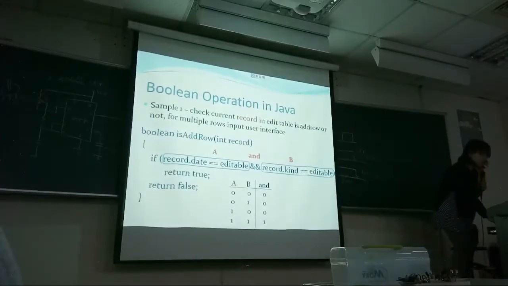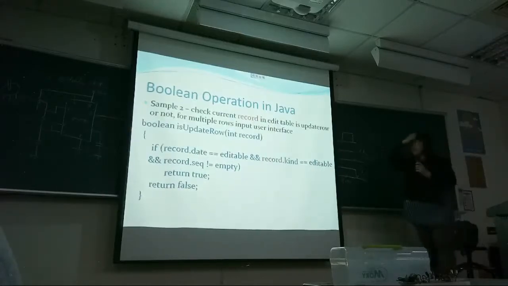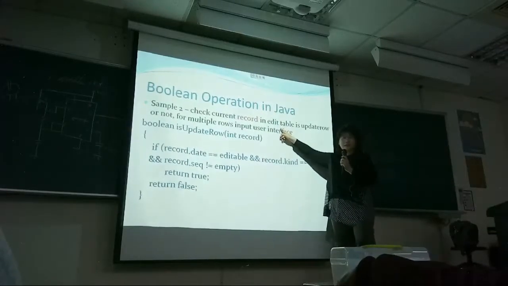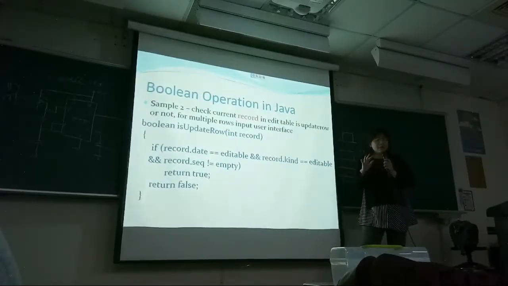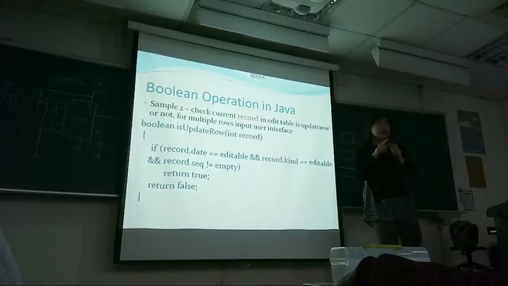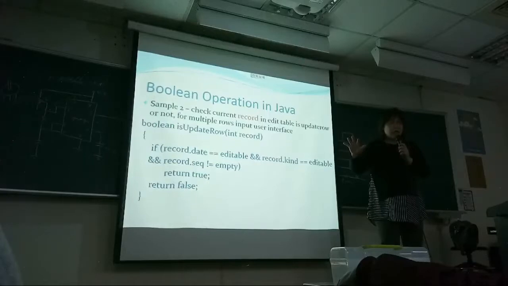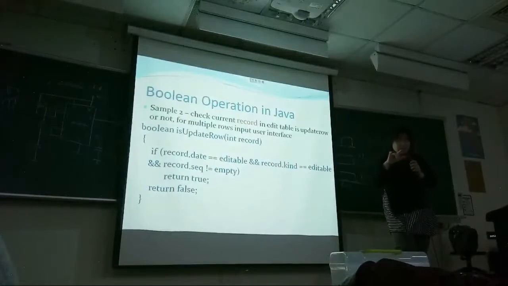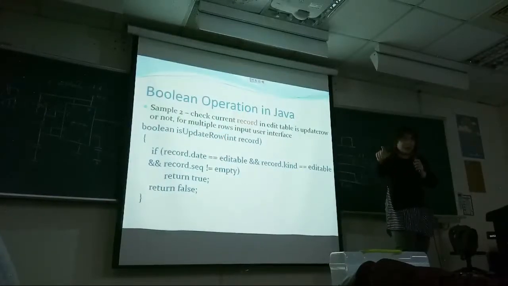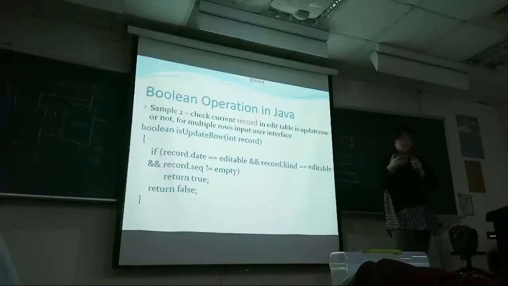So I check. This sample checks if this is an update row. Update row is different from add row. Add row means this data does not exist in the database. Update row means you query the data and you choose to modify this record. It's already in the database. You want to modify some columns, some contents of columns. Maybe you want to modify the description or the word item, and change it to another word item.